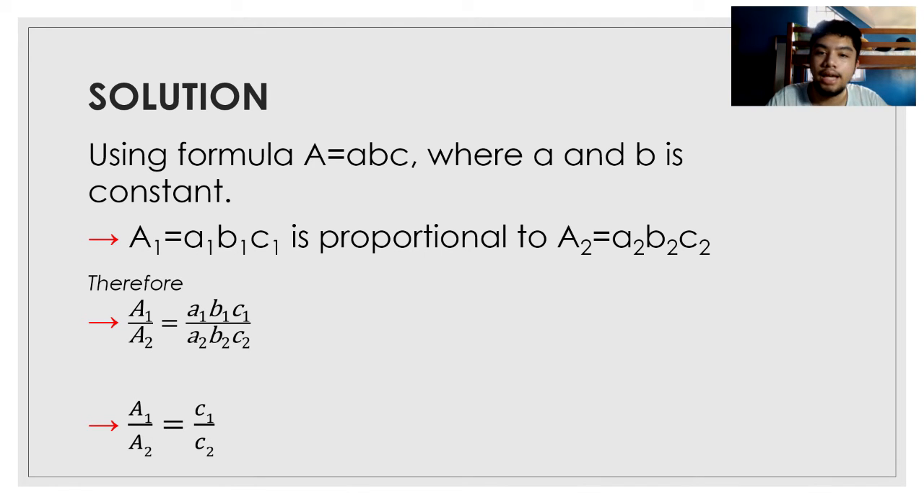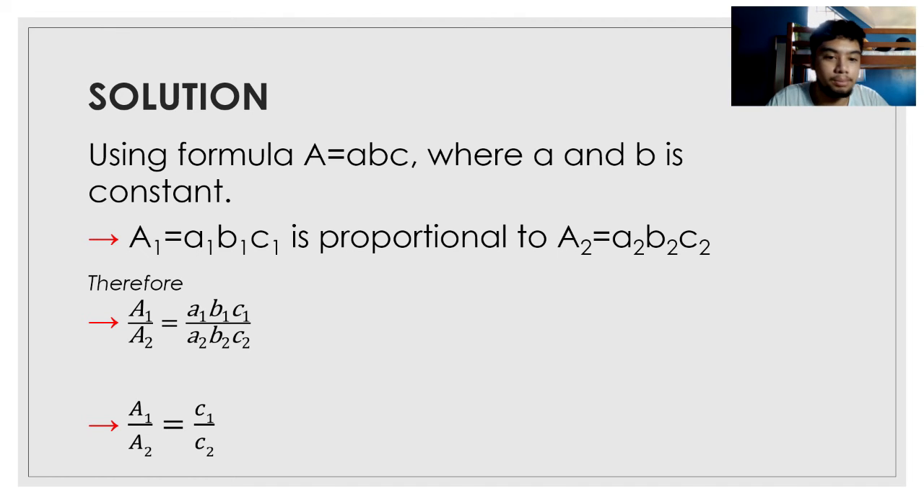Then since the small a and small b are constant, we can now remove the a and b, both a sub 1, b sub 1, a sub 2, b sub 2. Then we are left with a sub 1 over a sub 2 equals c sub 1 over c sub 2.